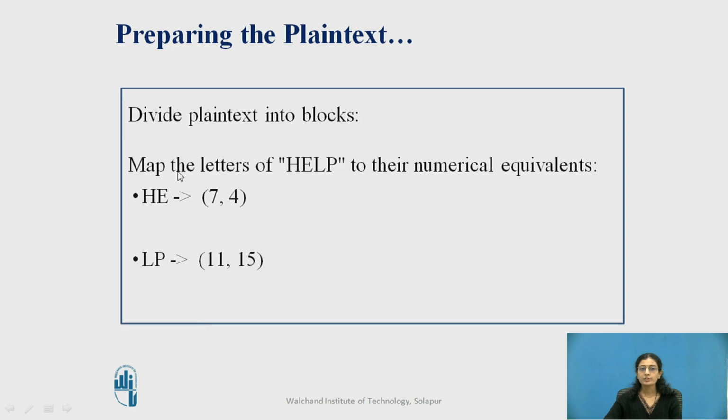Now we have to divide the plaintext into blocks. As the word is HELP, we will divide it into 2 digraphs. The first is HE and the second is LP. So HE means H maps to 7 and E maps to 4, and L maps to 11 and P maps to 15.